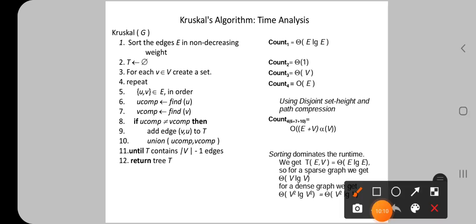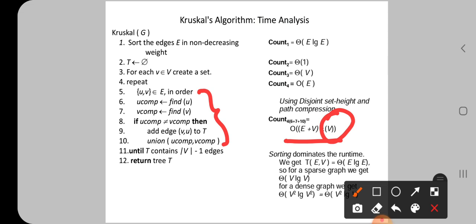Here find set operations are used, so it is a disjoint set with union by height and path compression. So we will take this expression as order E plus V alpha V. This is a small value, so we do not consider it. So here it will take E plus V.